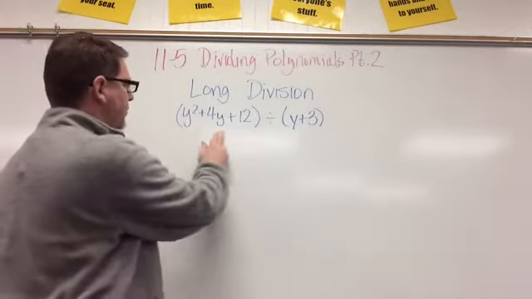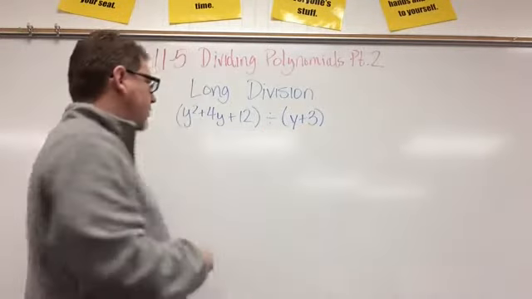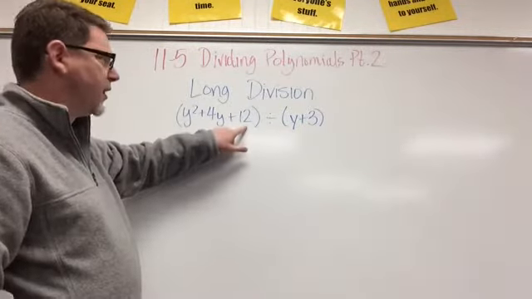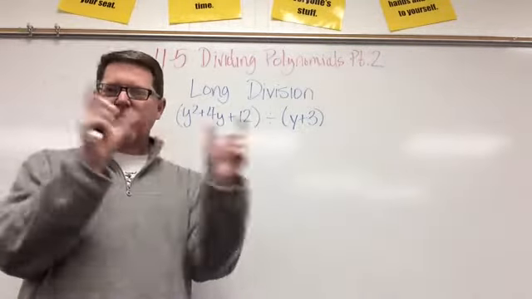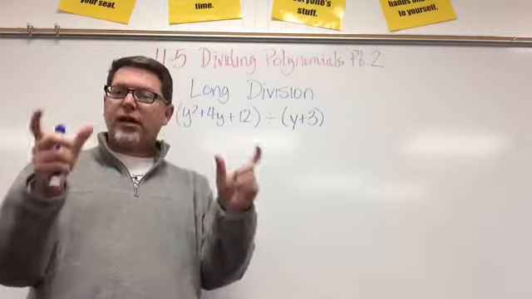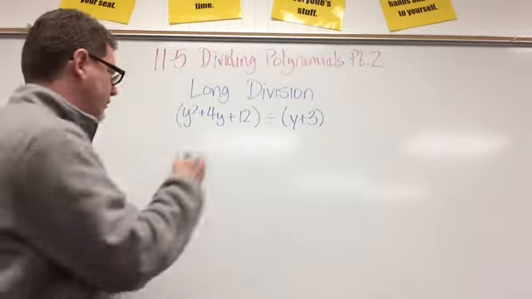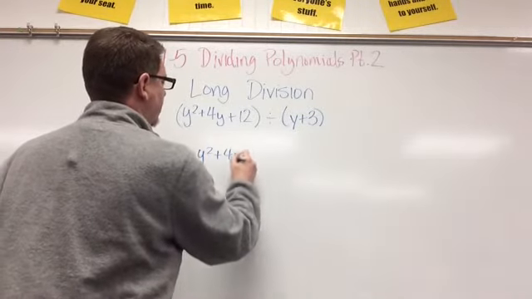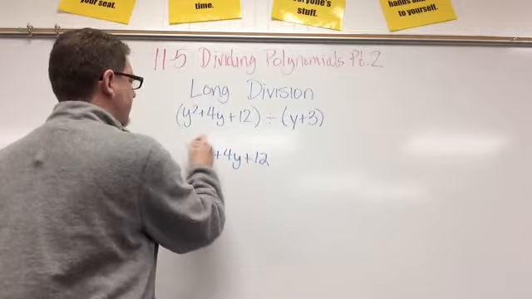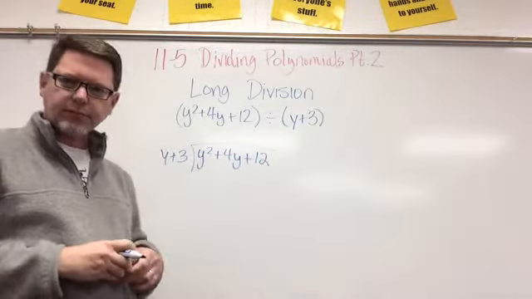So we have y squared plus 4y plus 12 divided by the binomial y plus 3. Now I cannot find two factors of positive 12 that add up to 4. That's why I can't put it into two binomials. So I have to use long division. And long division looks exactly like what you think long division looks like. So we put y squared plus 4y plus 12 inside the house and y plus 3 on the outside.